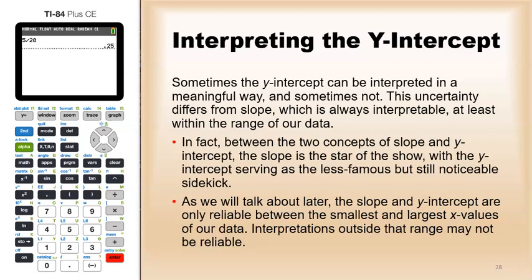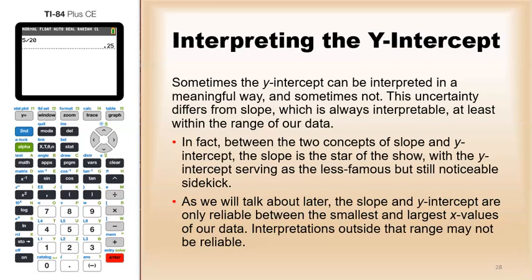I mean, really for the most part, the slope is our most important number. The y-intercept may or may not be important too. This uncertainty differs from slope, which is always interpretable, at least from within the range of data. In fact, between the two concepts of slope and y-intercept, the slope is the star of the show, with the y-intercept serving as the less famous but still noticeable sidekick.